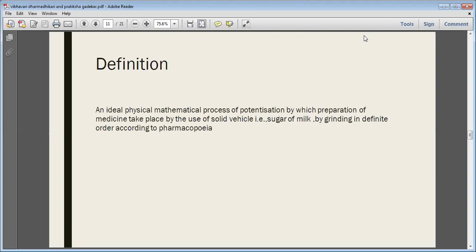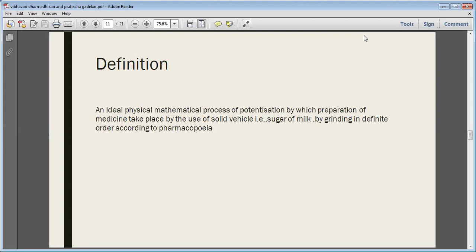So trituration we are doing in the centesimal scale and in the decimal scale, which we have seen are denoted by C and X respectively. So what is trituration? It is an ideal physical mathematical process of potentization by which preparation of medicine takes place by the use of a solid vehicle, that is the sugar of milk, by grinding in definite order according to the pharmacopoeia. It is an ideal physical process because we are doing it, or the machines will do it. Mathematical, as I have said earlier, because according to the ratio, according to the scale, we are taking the drug substance and the vehicle.